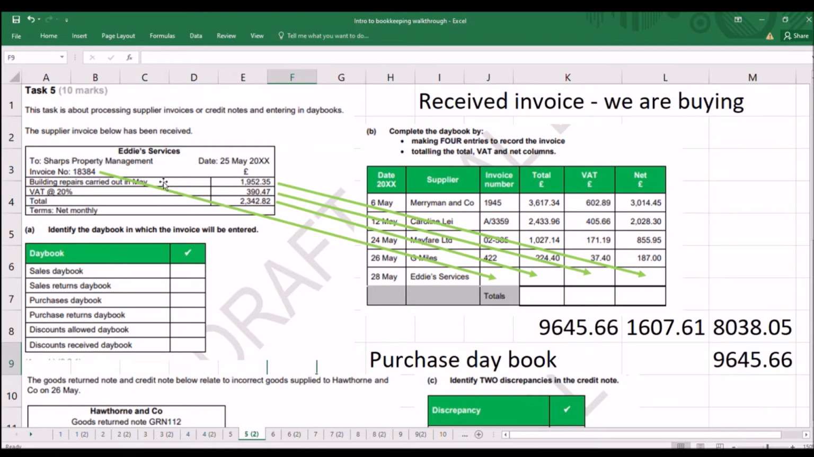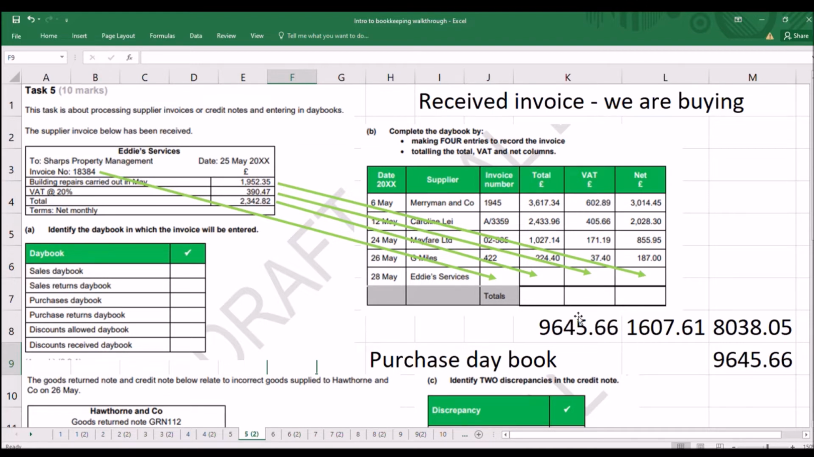And in terms of what we're going to have, we've got our invoice number here, 18384. We've got a total amount, which is this figure here, 2342.82, the VAT figure there and the net figure there. So we put those all in, and then we've totalled them up. Total the amounts in here.